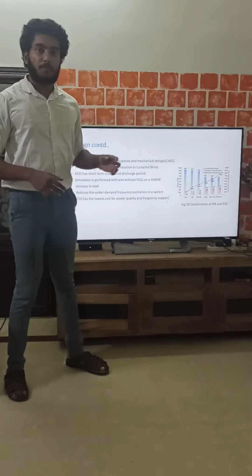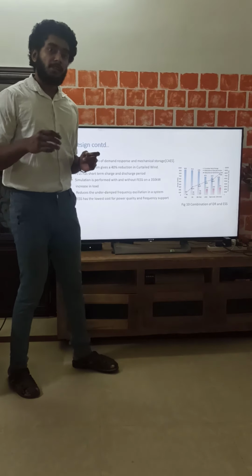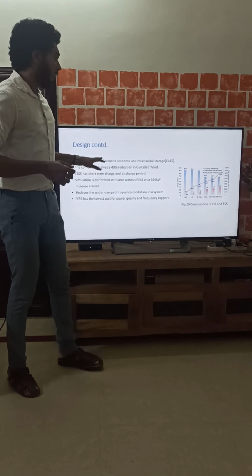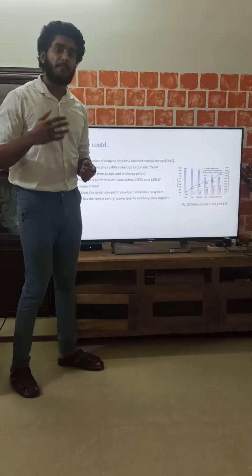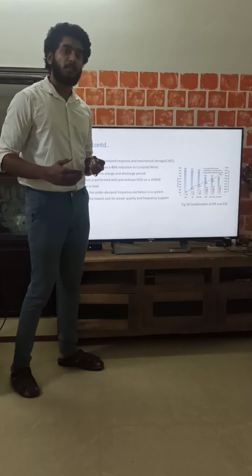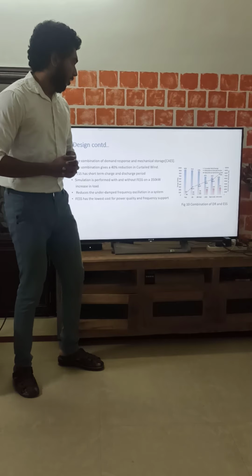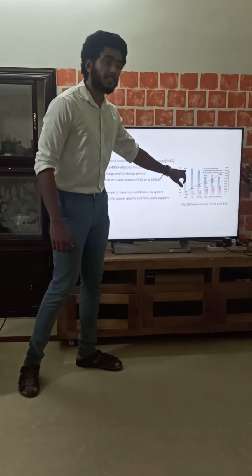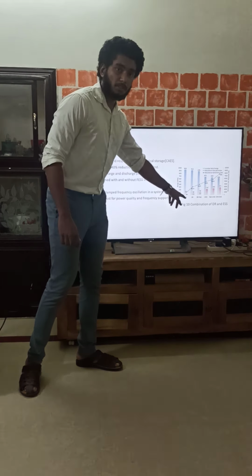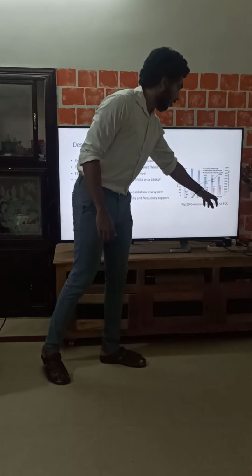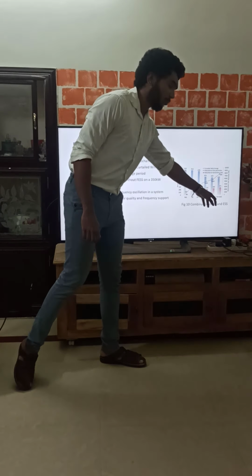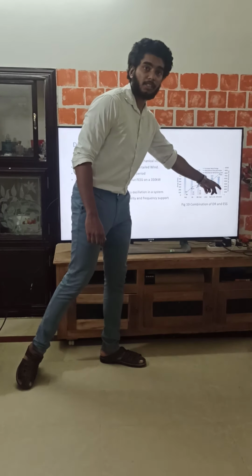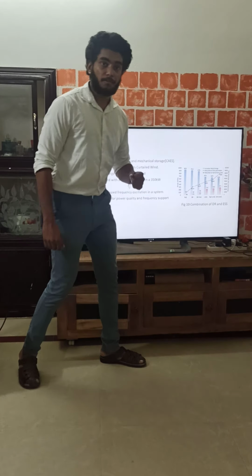The combination of demand response and mechanical storage, like the case of CAES, is considered in this. The combination of CAES and demand response gives a reduction in curtailed wind energy by 40%. Here we can see that the curtailed wind energy was 939 when battery storage is used, and with the combination of demand response plus mechanical storage, that is CAES, we can get a reduction by 624, and there is a reduction in gas by 271.